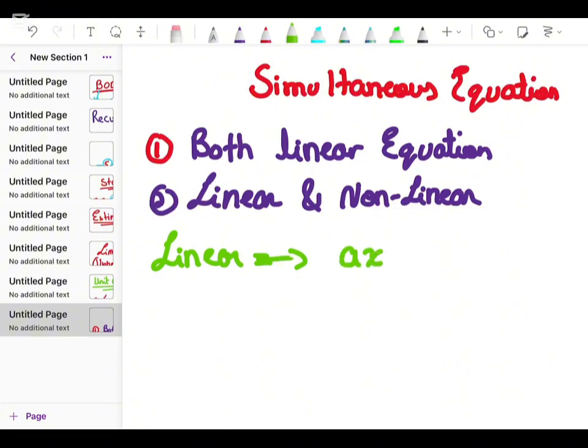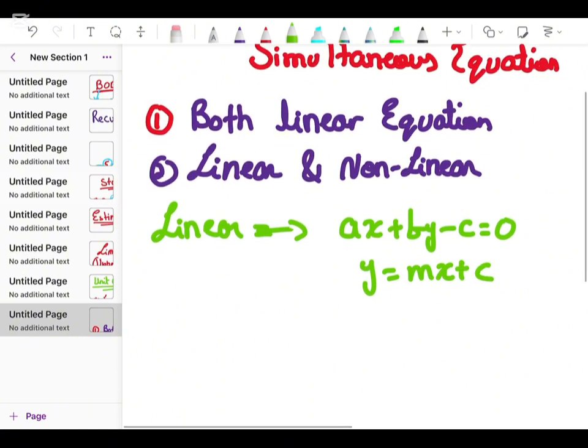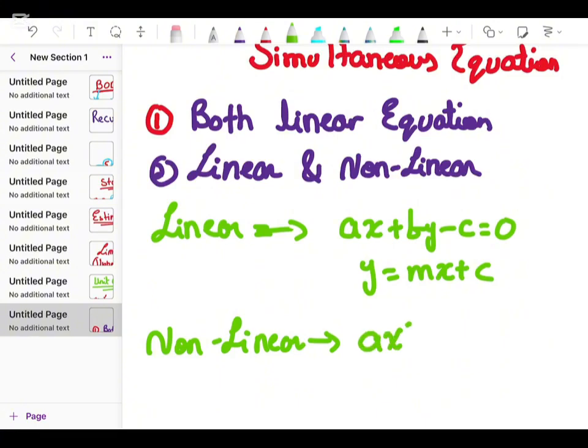For example, ax plus by minus c equal to 0. You can see that in this equation, the highest power of the variable is 1. So we can say that it's a linear equation. Or we can say that y is equal to mx plus c. This is also considered a linear equation. So what are non-linear equations? Non-linear equations are equations which have power more than 1, maybe square, cube. So we can say ax square plus bx plus c. These are considered non-linear equations.